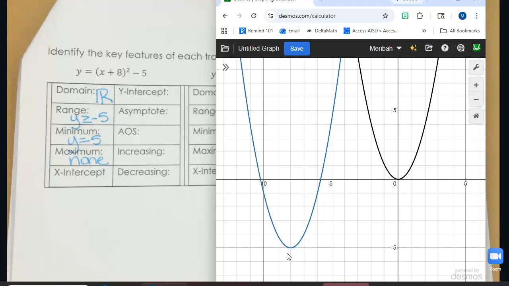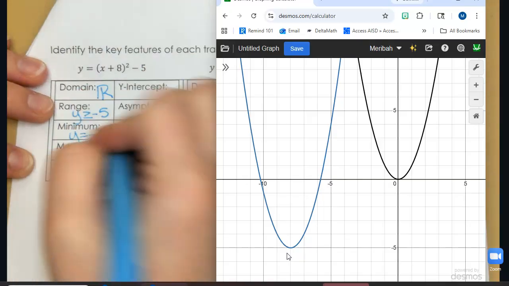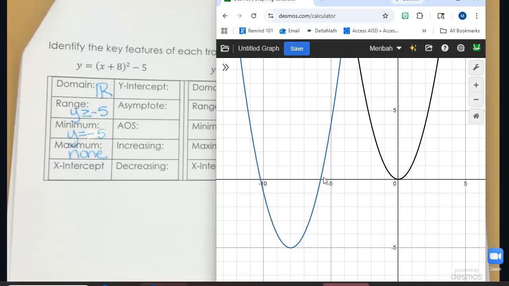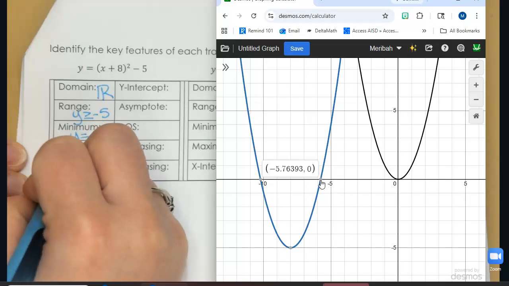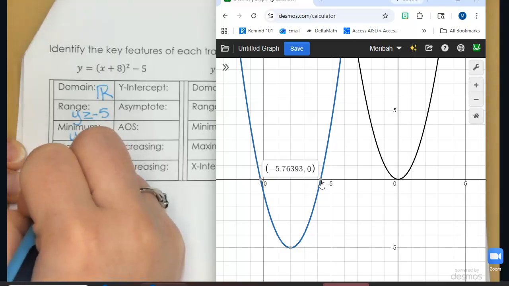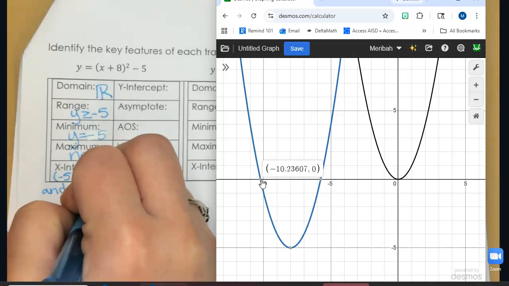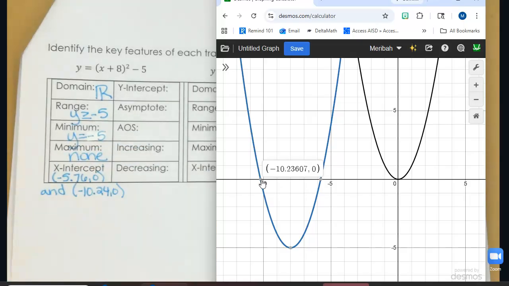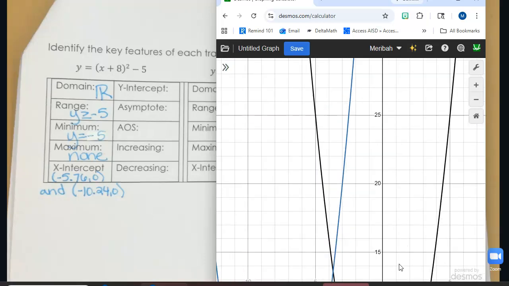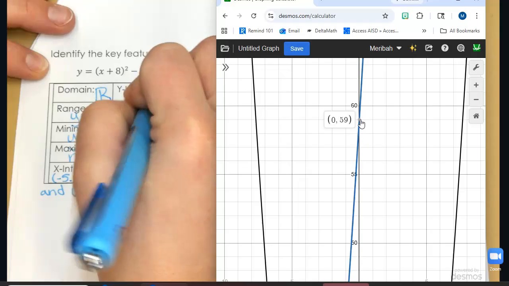We do have two x-intercepts now, and if you click on here in Desmos, it will tell you we have one at (-5.76, 0) and another one over here at (-10.24, 0). Okay, y-intercept, I'm going to have to find that. I'm going to go way up here because it is up high, and again, clicking on it, it will tell me my y-intercept is at 0.59.